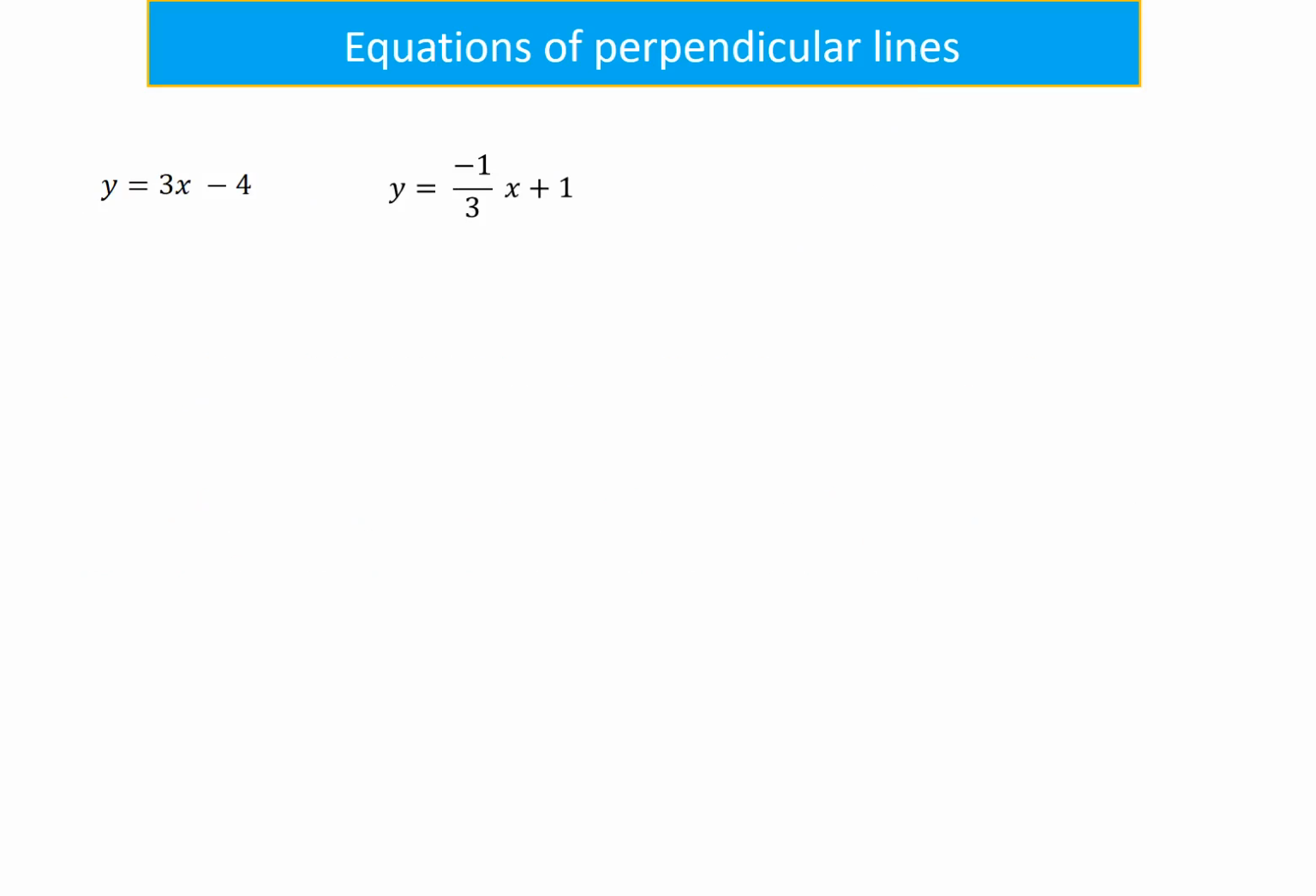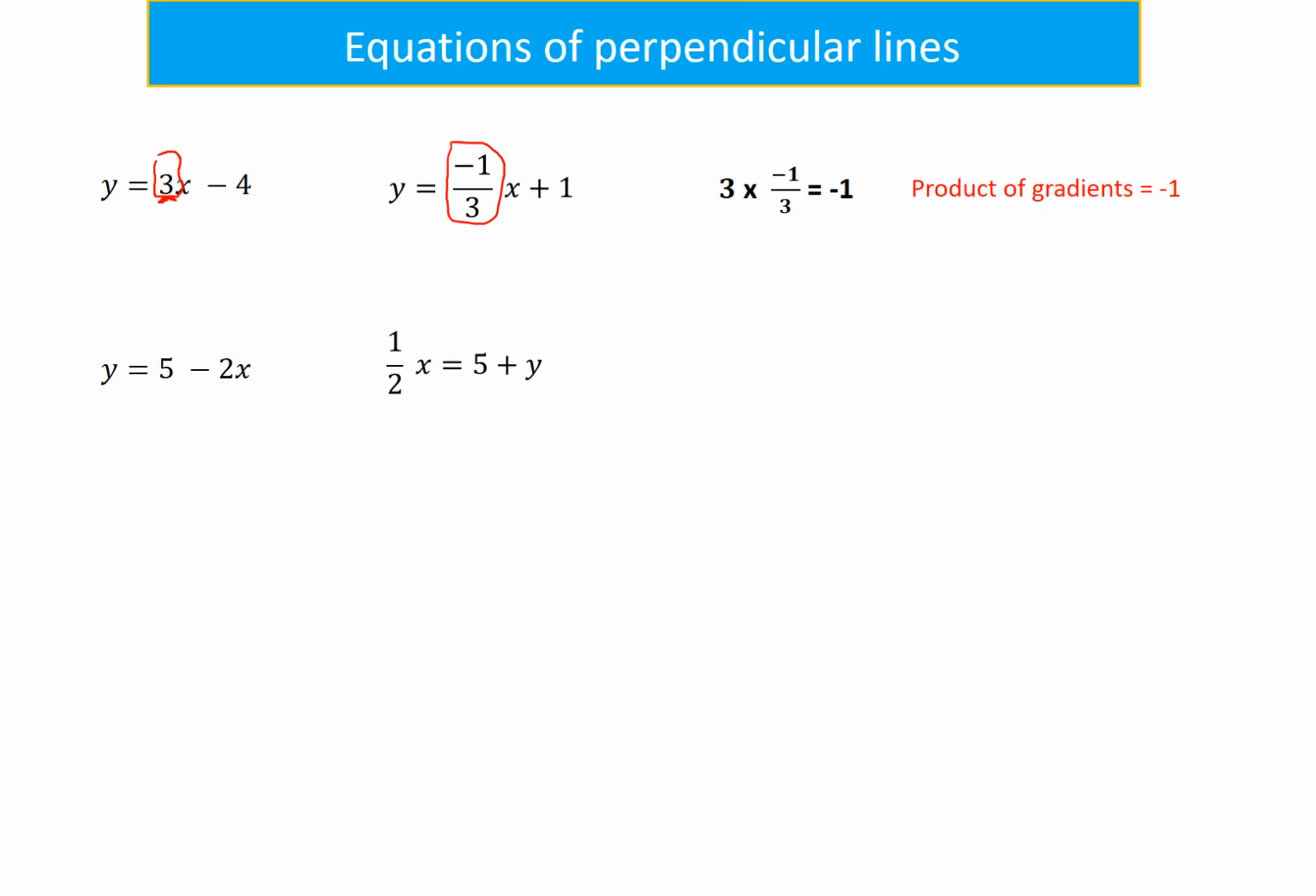I have those two lines, y equals 3x minus 4 and y equals negative a third x plus 1, and I know that those two lines are perpendicular because the gradient of the first line is 3, the gradient of the other line is negative, so I have opposite signs, and it's 1 over 3, so that's a reciprocal. You can see that that is a reciprocal because that's 3, that's 1 over 3, and the second gradient has a negative sign in front of it. Also, the product, so when I multiply those two gradients, I will get minus 1.